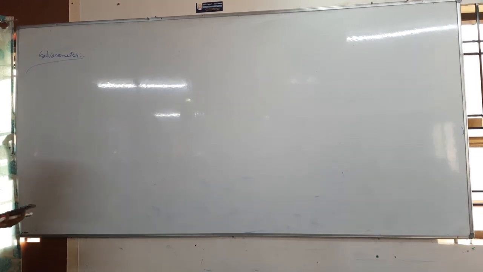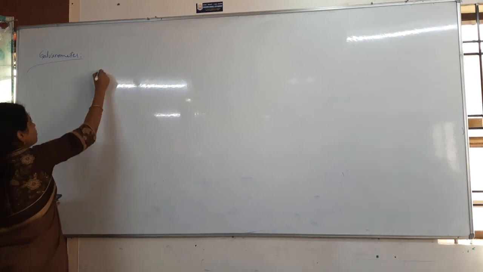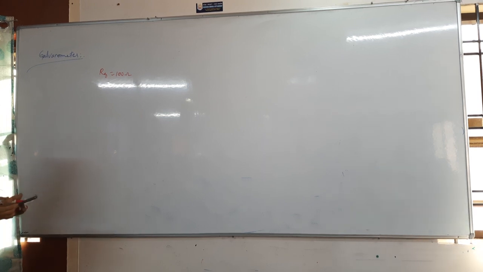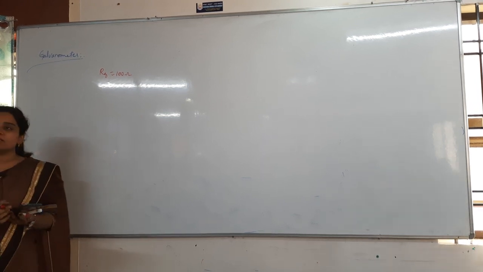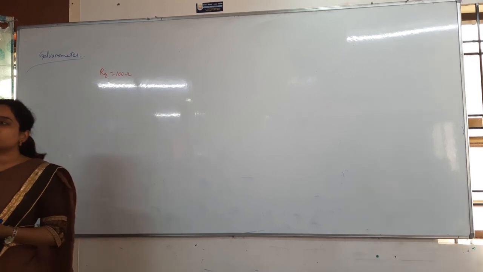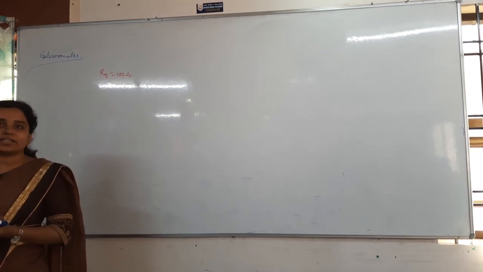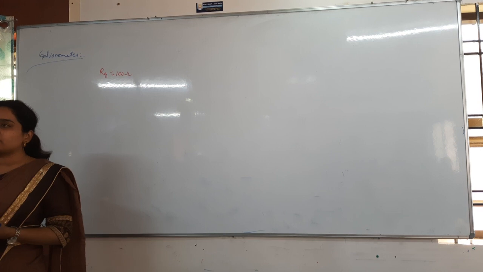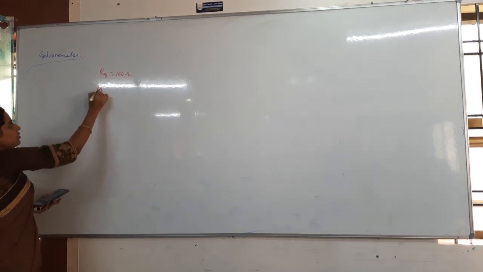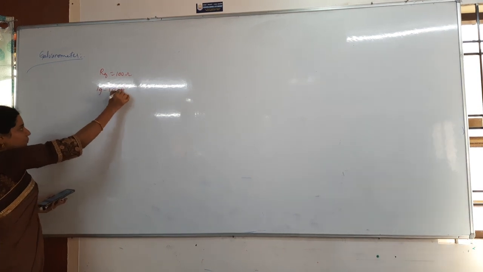Listen. RG is how much here? RG is 100 ohms. Then, and its current range, what are they saying? Current range is nothing but what you have to take? IG. Yes, IG is the current range, right? Generally IG is also known as the current range. So IG is equal to 10 power minus 5 amperes.